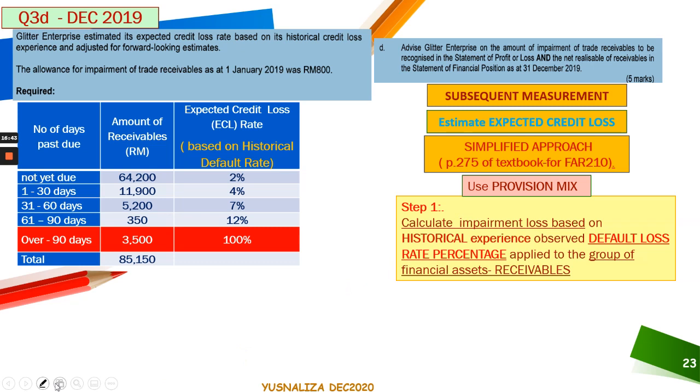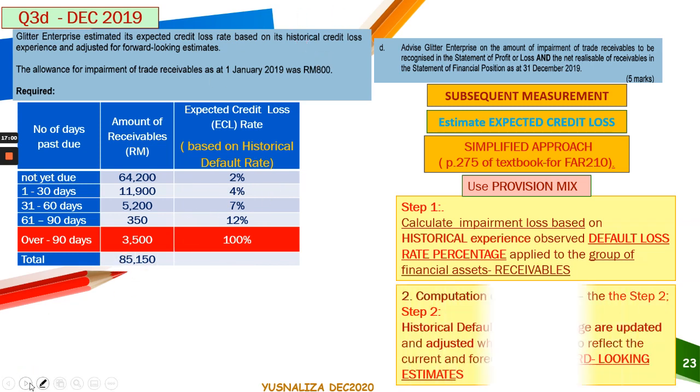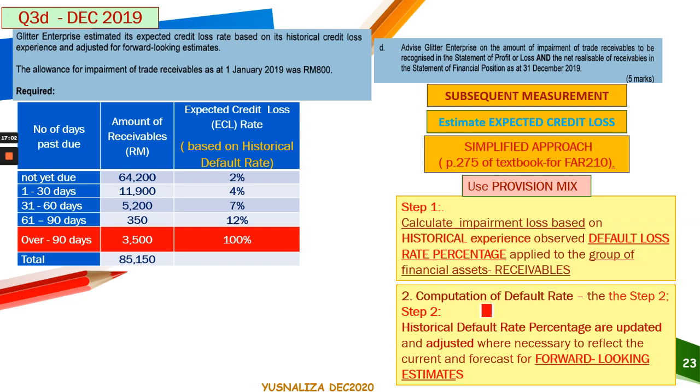That was the first thing that you do to come up with the impairment loss or expected credit loss percentage, which is based on historical default rate. So the figure given here is based on historical default rate, as mentioned in the question. Next, the second part is you need to compute the default rate, which is the step that you have here.